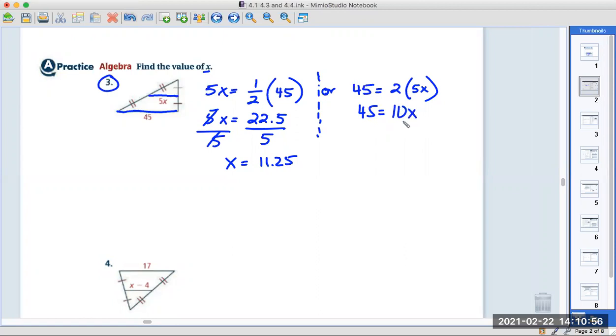Well, that doesn't work out. These are not the same answers. So somewhere I made a mistake. I have to check that out. So x in this case should match half of 45. So let me try. Yeah, no, it's half of 45. 5x, this is half of that. So I need to multiply that side by 2.